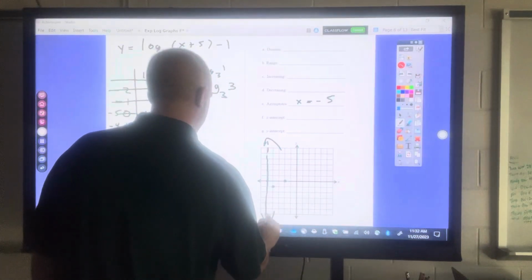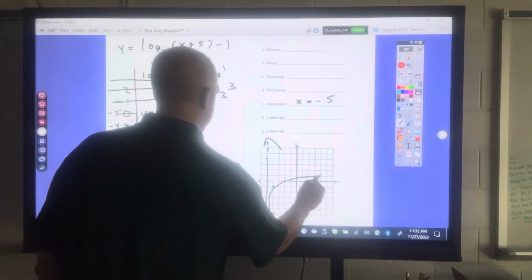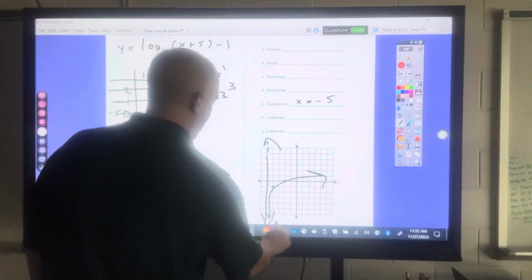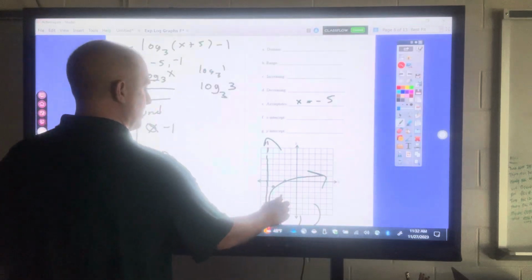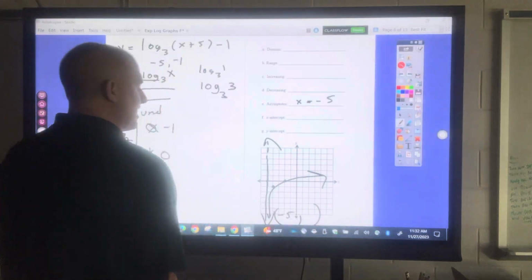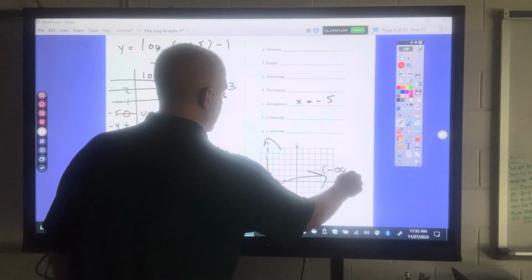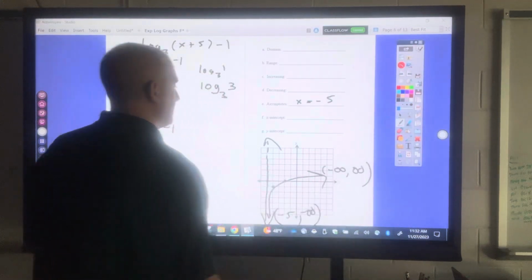So here's what this looks like. This approaches here. We don't get as many points with this as the other ones, but that's what you have to know the shape looks like. Now, this asymptote is x equals -5, so that's -5 there. Negative infinity, because that's going down, that's negative infinity, positive infinity.